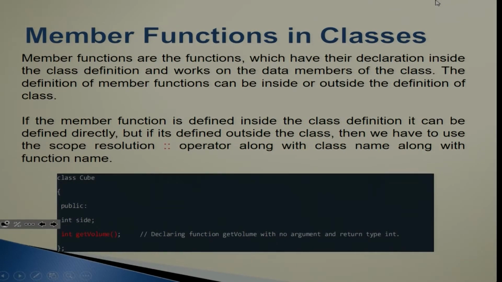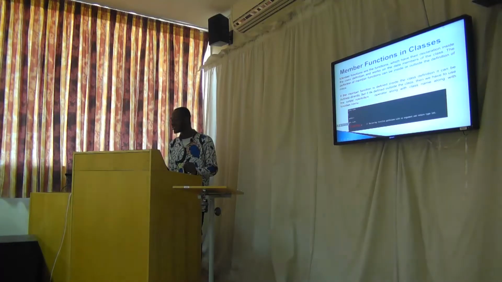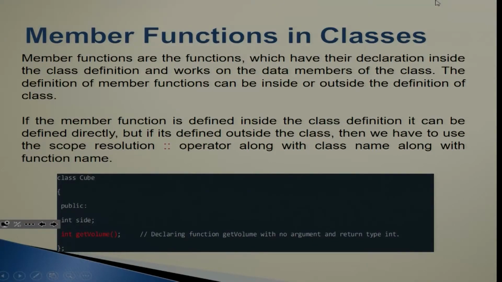Member function in class. Right? Member functions are functions which have the declaration inside the class definition and work on the data members of the class. The definition of the member function can be inside or outside the definition of the class. If a member function is defined inside the class definition, it can be defined directly, but if it is defined outside of the class, then we have to use the scope resolution operator along with the class name and the function name.